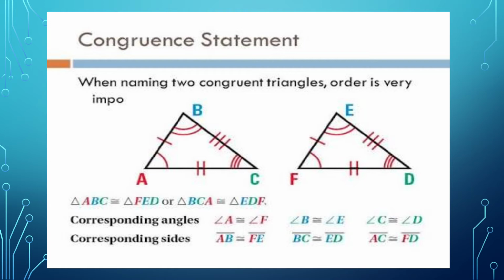Corresponding angles: angle A congruent to angle F, angle B congruent to angle E, angle C congruent to angle D. These are the corresponding angles. Corresponding sides: AB congruent to FE, BC congruent to ED, AC congruent to FD. So this is the congruent statement, showing how we order the angles and sides.